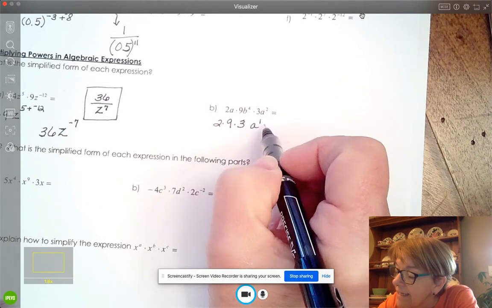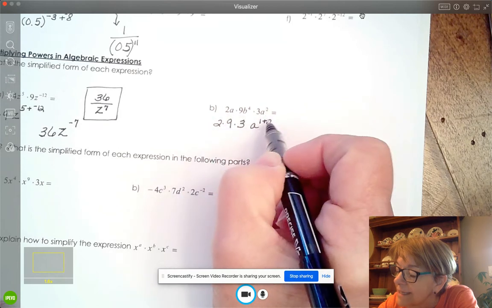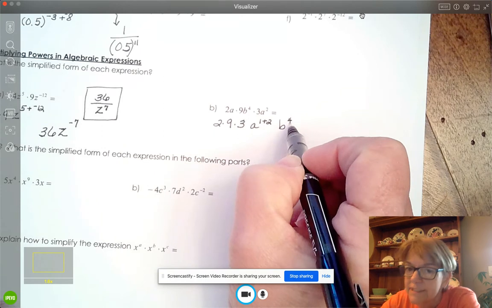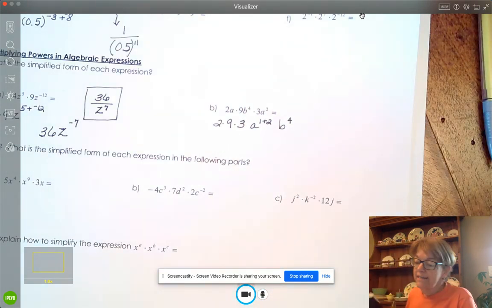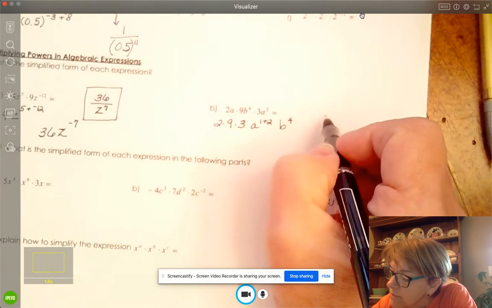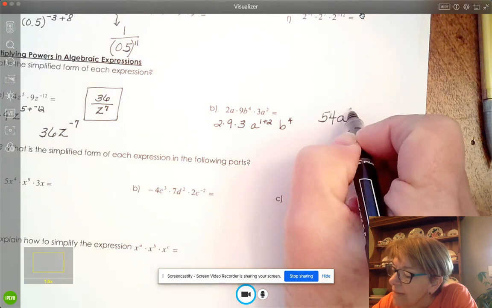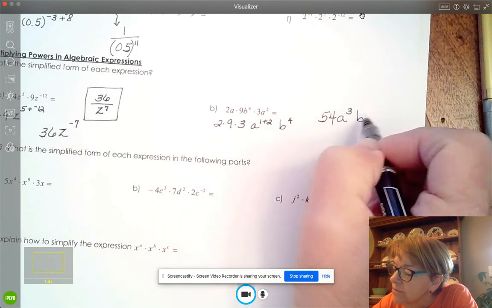I have an a to the second power. So those two, my bases are the same, so I can add the exponent. Then I have a b to the fourth power. That's the only one I have, so I'm just going to leave it out there just like that. And then double checking, I have 2 times 9 times 3, which is 54. My answer then would be 54a to the third power, because 1 plus 2 is 3, and b to the fourth power.